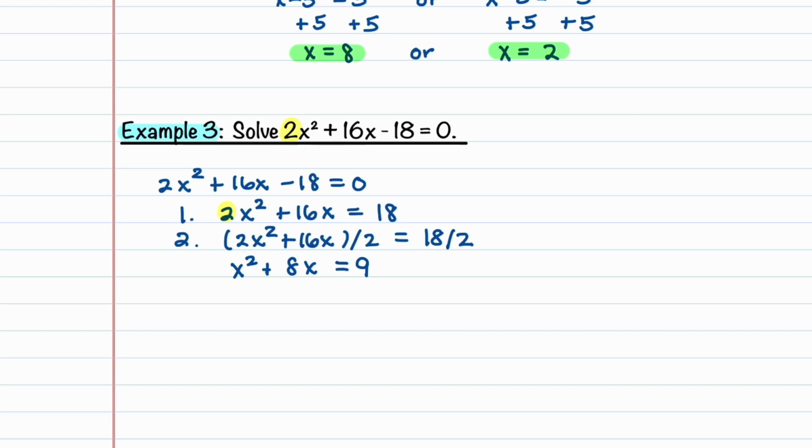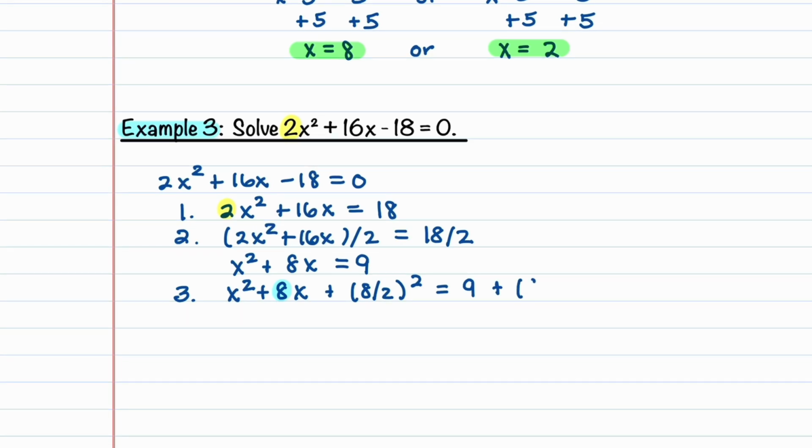Now we can go on to step 3, which is to complete the square. Let's write down x squared plus 8x on the left. And then we're going to take our constant 8. Let me highlight that. We're going to divide it by 2 and square it. So this is 8 divided by 2 squared. And then on our right-hand side, we have 9. And then we also have to have 8 divided by 2 quantity squared.